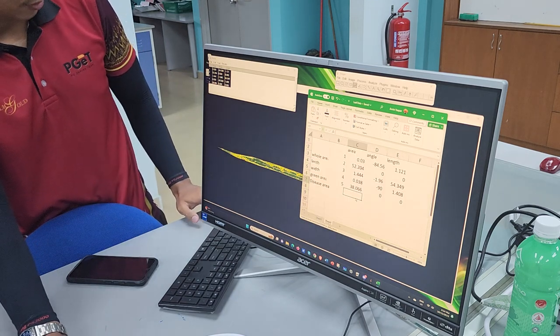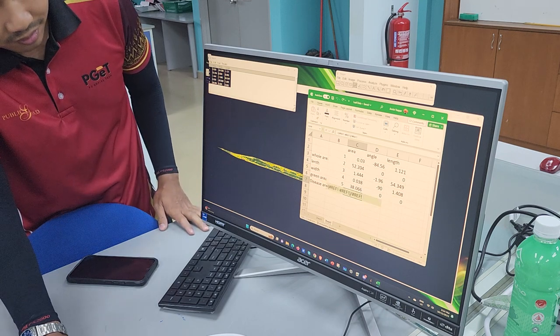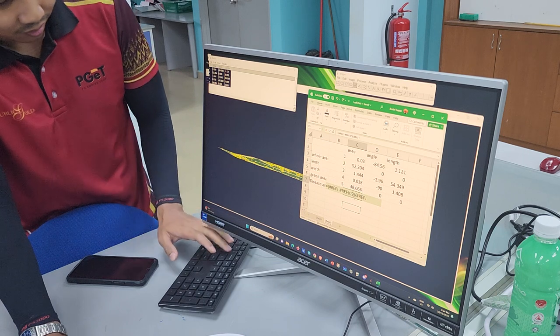Lepas tu dekat edit, clear outside. Lepas tu kena M. Kau dapatlah sleep area.